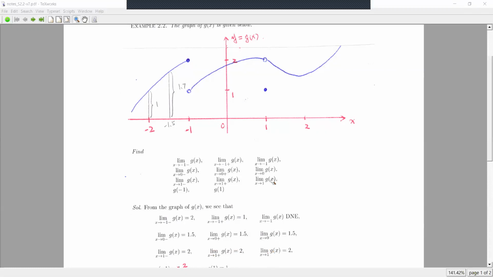Now, this limit, the both-side limit at 1. When x approaches 1, what number will the function approach? No matter how x approaches 1, the graph always approaches this open dot. The height of this open dot is 2. So the both-side limit is 2.